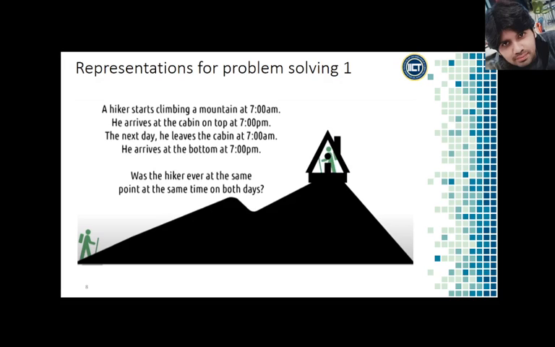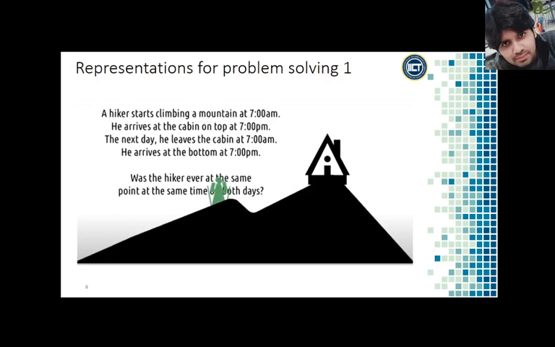Instead of one hiker going up and then coming down the next day, let's visualize the 2 days at the same time. If we represent the problem like this, we'll quickly see that the hiker has to pass himself, and to pass himself, he has to be in the same point at the same time.